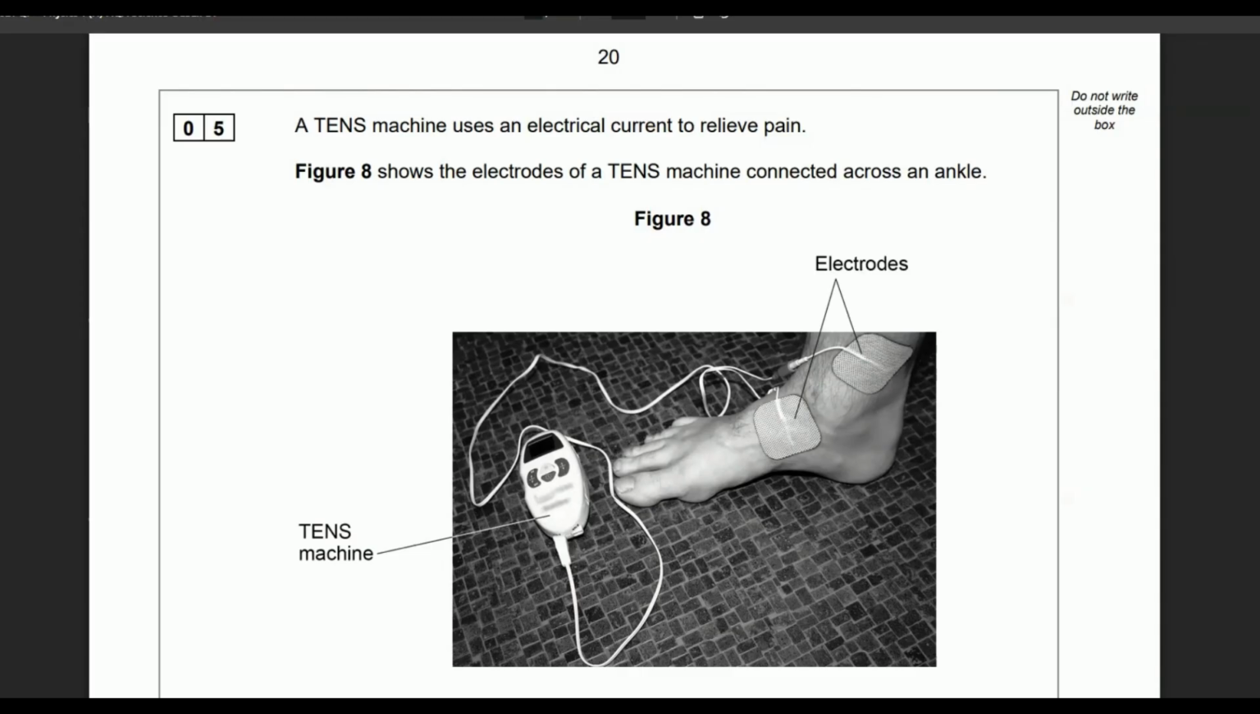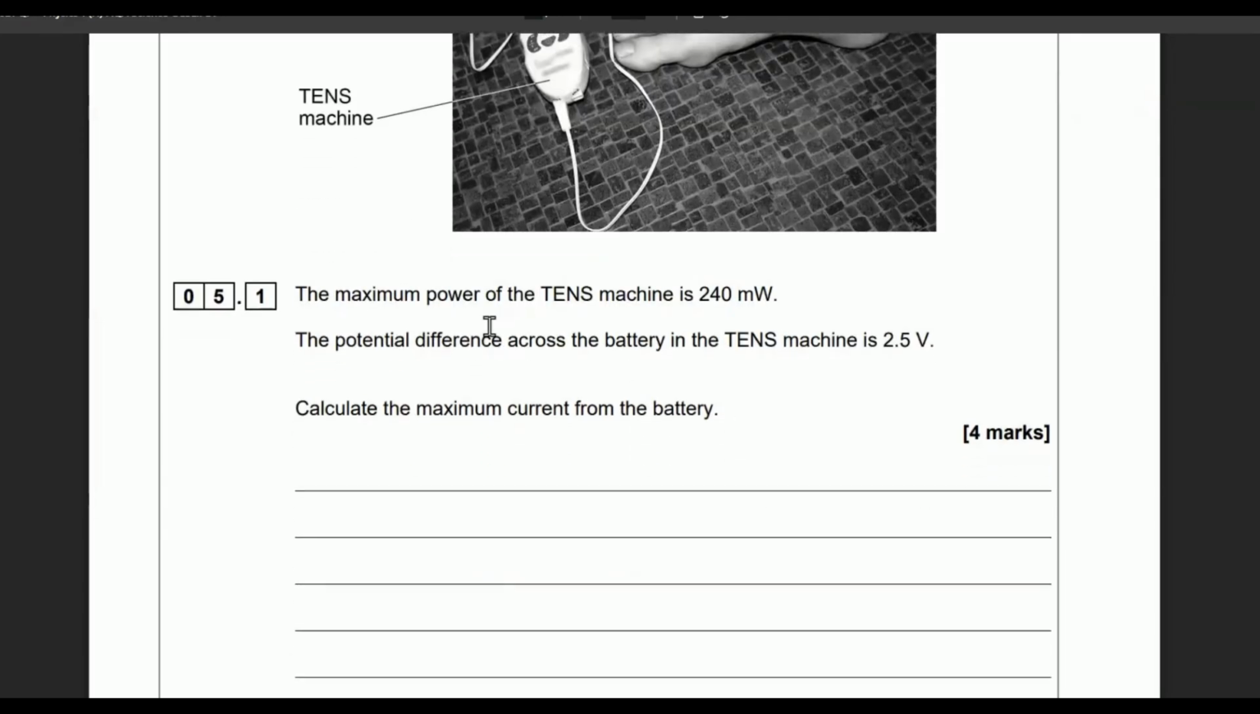So figure 8 shows the electrodes of a TENS machine connected across an ankle. Here's figure 8. This must be the TENS machine as it's labeled there. It's got a wire and it's connected to 2 electrodes, one on the foot and one above the ankle. Let's go down and see what the question's about. The maximum power of a TENS machine is 240 millivolts.